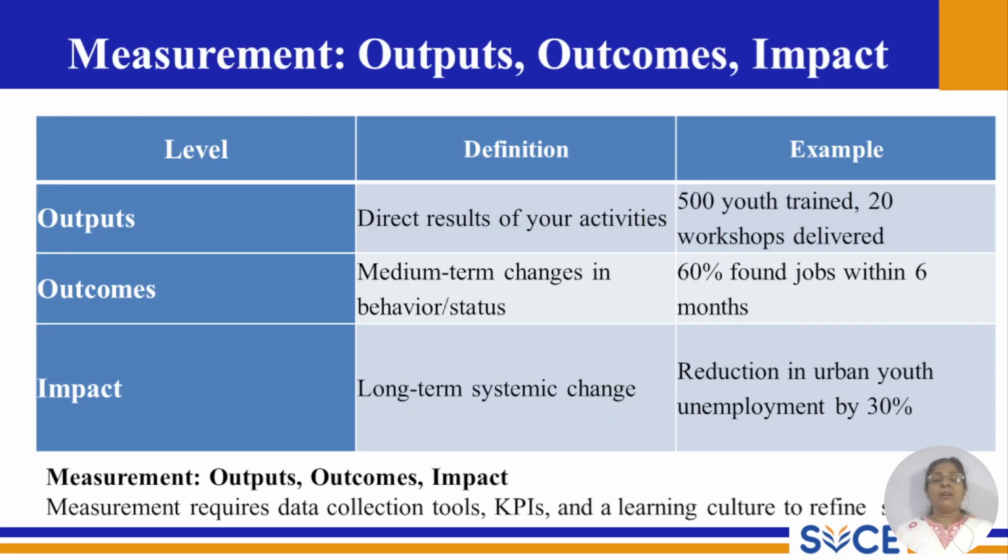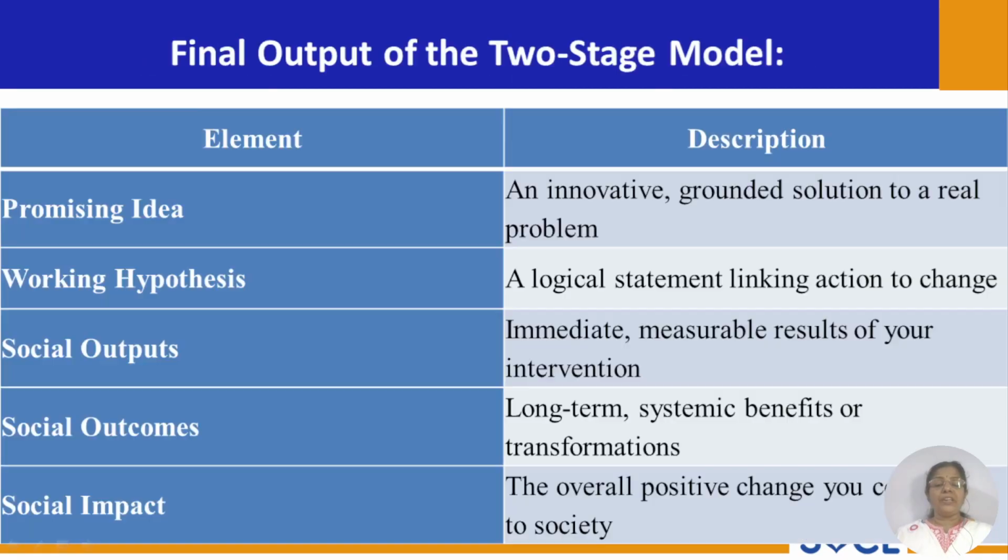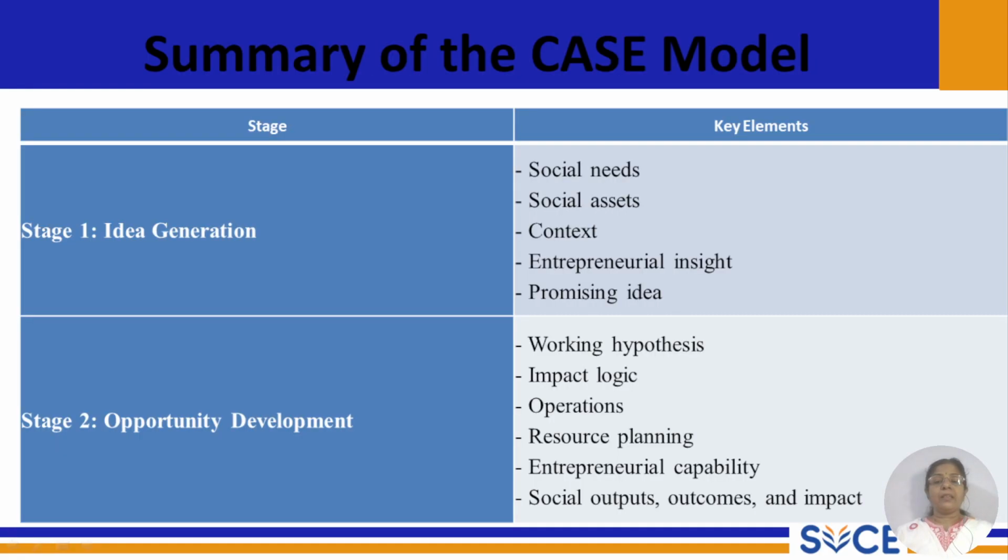So measurement: that is output, outcomes, and impact. At the output level, what is the definition? Direct results of your activities. Example: 500 youth trained, 20 workshops delivered. So what is the outcome? Medium-term changes in behavior and status. So 60% found jobs within 6 months. Impact: long-term systemic change. Reduction in urban youth unemployment by 30%. So this is how we need to develop this.